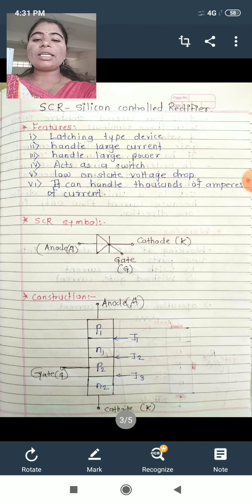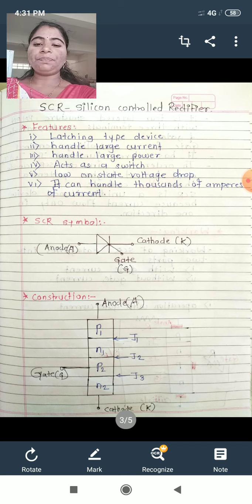This gate terminal is nothing but the controlling terminal. Now see the construction. In this construction diagram, we can see that there are four layers: P1, N1, P2, N2. Means we can say that in this construction diagram, SCR is basically a four layer structure. First layer P1, second is N1, third is P2, and fourth is N2.